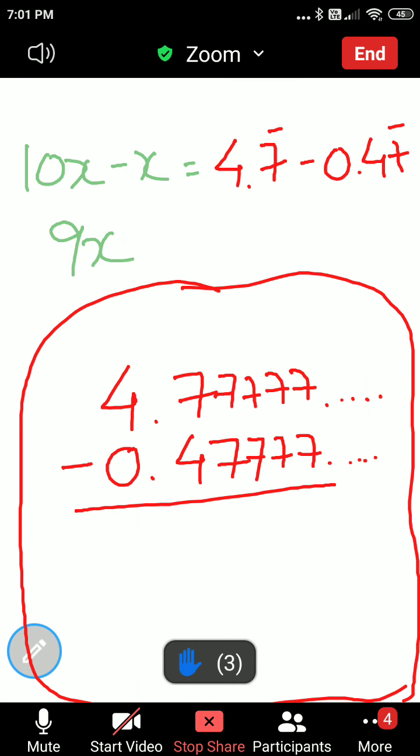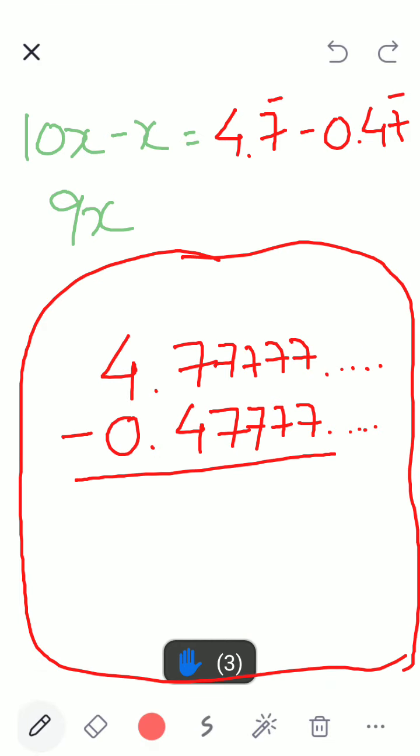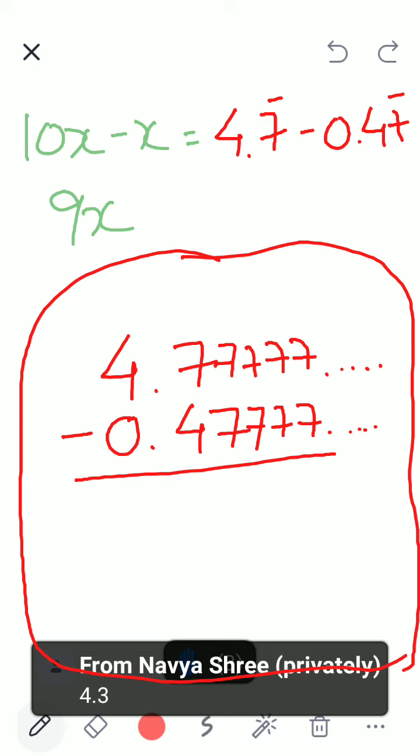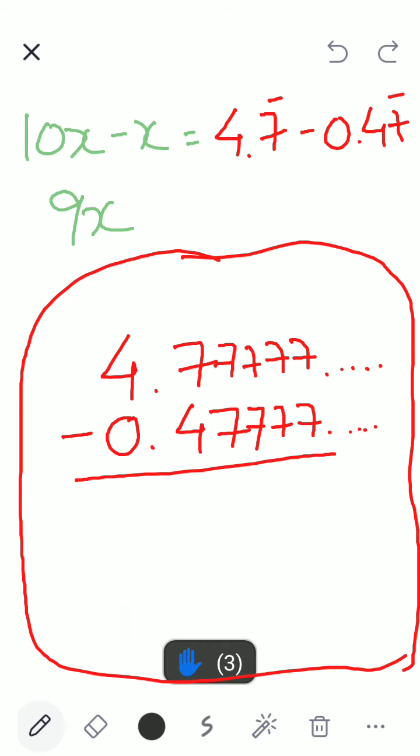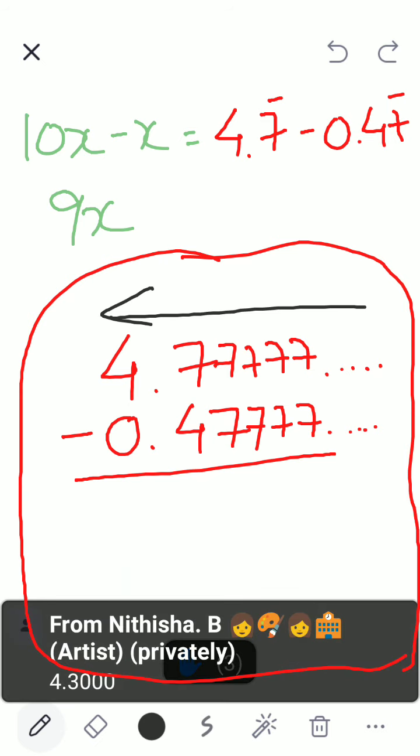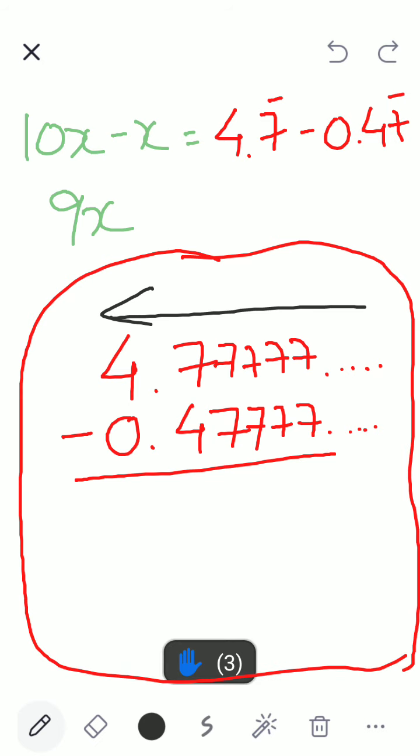Tell me. How will I minus? You will always do minusing in this direction. You saw the arrow? So now tell me. All this will become 0, 0, 0, 0. 7 minus 4, 3, and 4 minus 0. So I got this equal to 4.3.